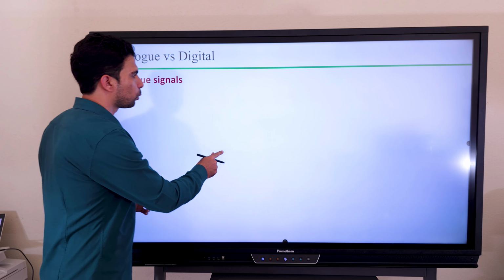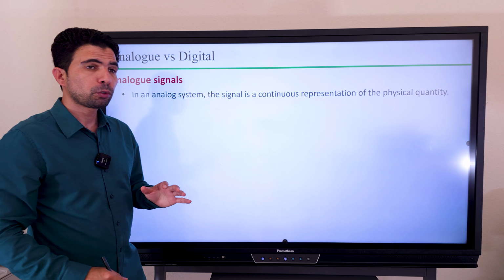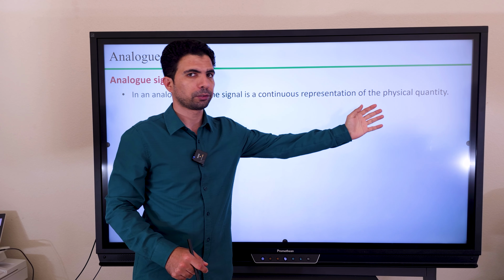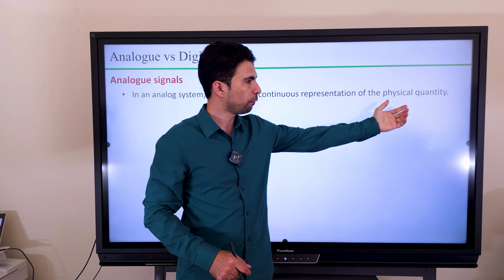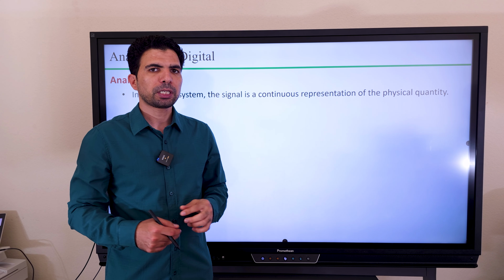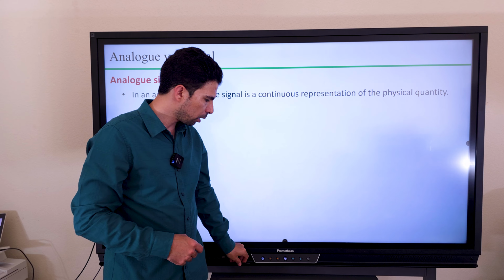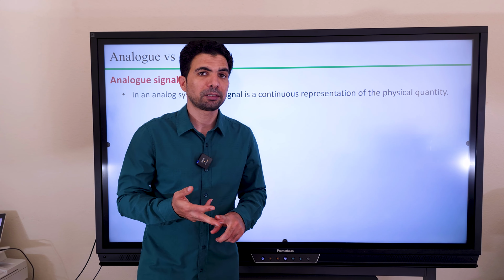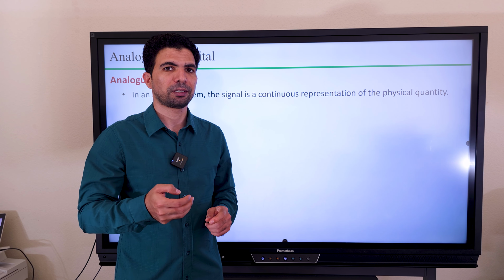Let's start with the first one, the analog signal. The analog signal is a continuous representation of the physical quantity. To understand the meaning of the physical quantity, let's take some examples. A physical quantity can be something like pressure, speed, temperature, light intensity, or even the joystick.